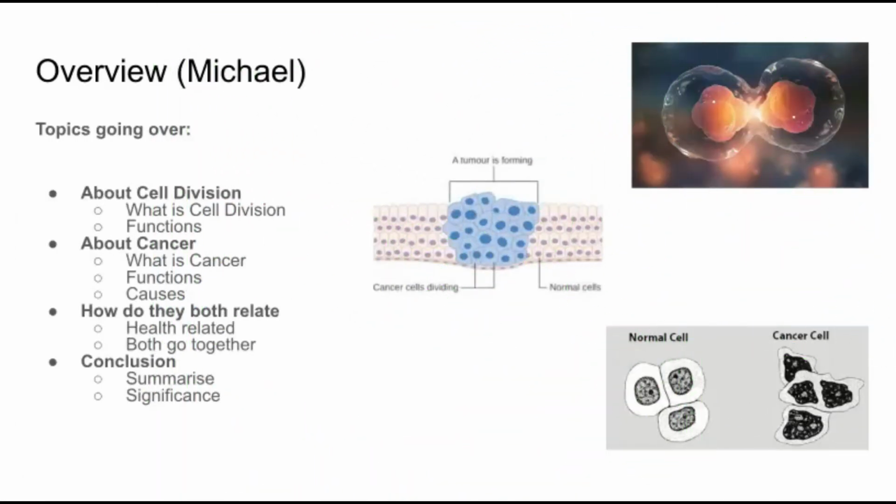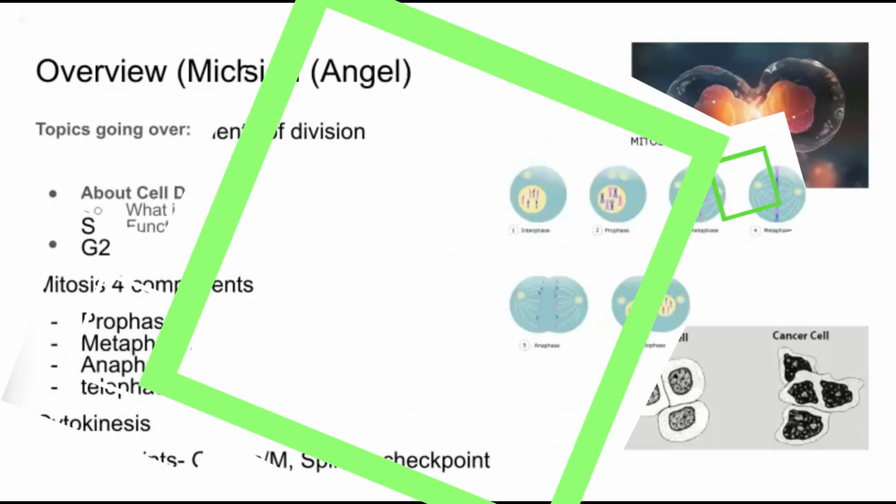A brief overview about our topic is that we'll be going over cell division, for instance, what is cell division and what are the functions of cell division. We'll be going over cancer, such as what is cancer, how is cancer caused, and what does cancer do. How do they both relate in terms of health related issues and how they both go hand in hand? And we'll be concluding with a brief summarization and talking about why this topic is significant.